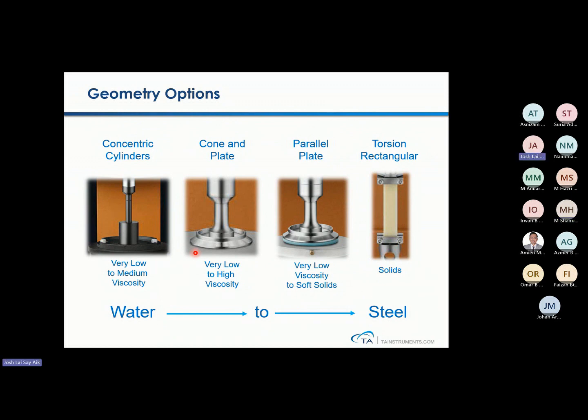Okay, that's why you have multiple accessories that are compatible with the DHR or HR, like these cylinders. If, let's say, you have a very watery sample that cannot stand on a flat surface, like water, ethanol, IPA, orange juice, you need to use a cylinder to contain it. But cone and plate and parallel plate are typically for medium viscosity samples. By medium, I mean 1000 centipoise and above.